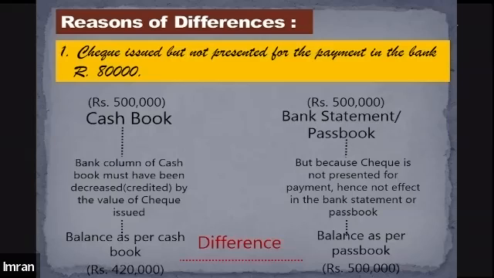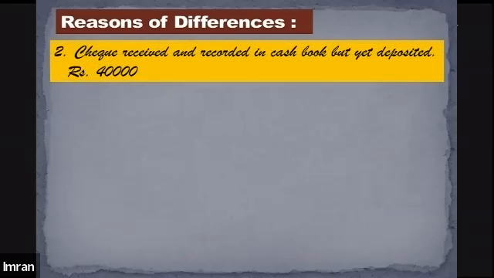So, moving on to the next example. Please write this down as well. Reason two could be because of which the bank statement and the cash book are not matching. The reason could also be that a cheque is received and recorded in the cash book but not yet deposited. Please write this example. I'll try to explain how or why the passbook and the cash book might not tally. This is the reason which may cause a difference in the passbook and the cash book.